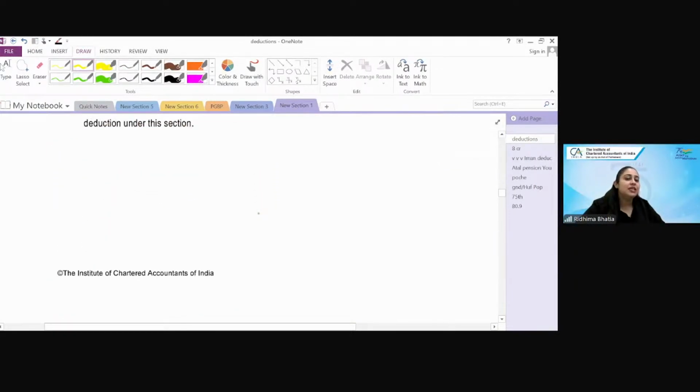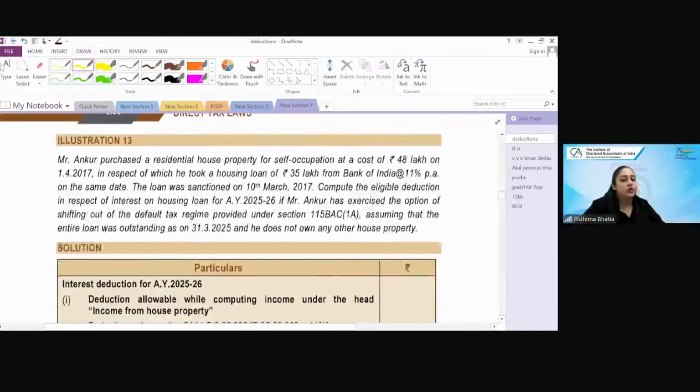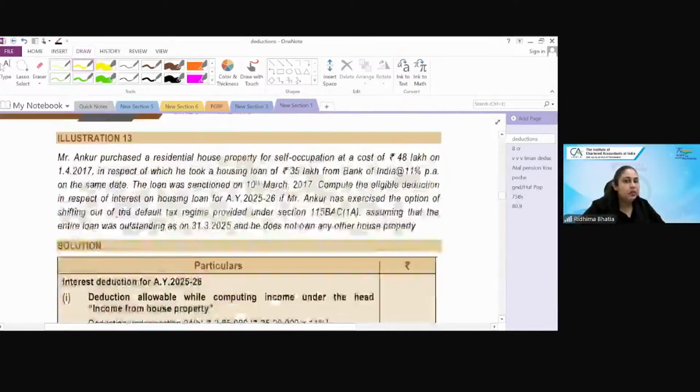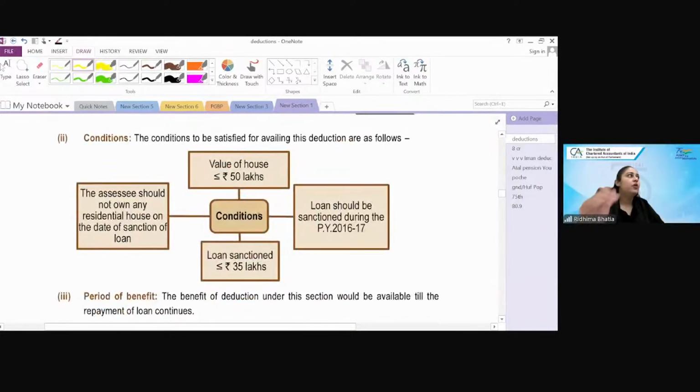Now, the next two sections, 80EE and 80EEA, relate to house property. Okay, now what was the motive for bringing them? Again, it was to bring affordable housing and to incentivize people who are first-time house owners. So in assessment year 16-17, this was introduced in the budget where this particular deduction was allowed.